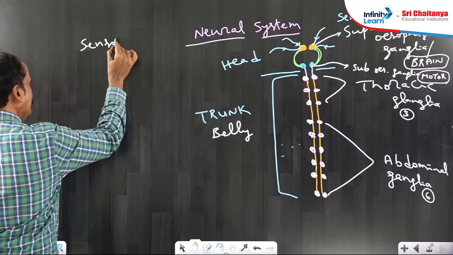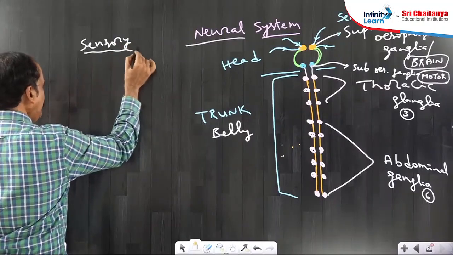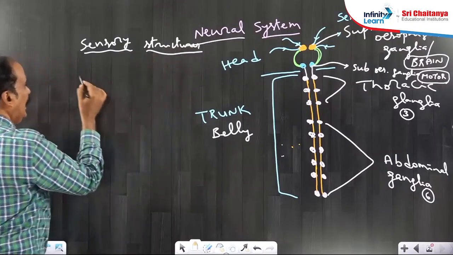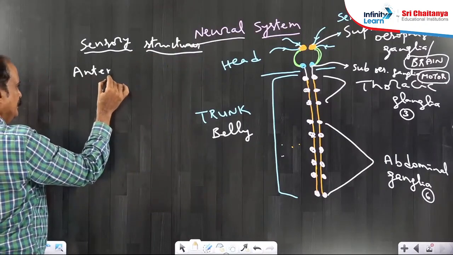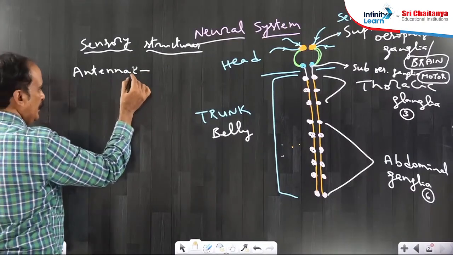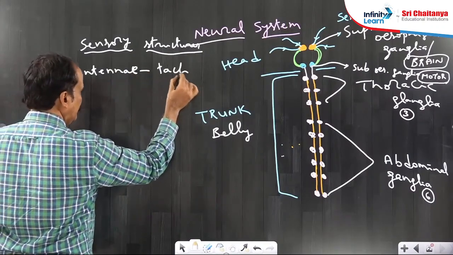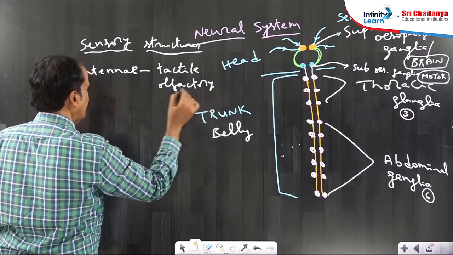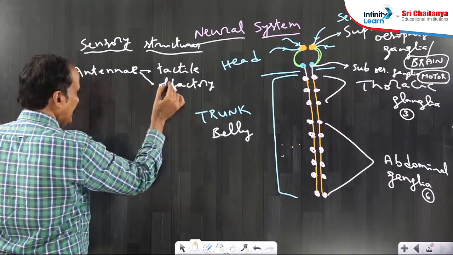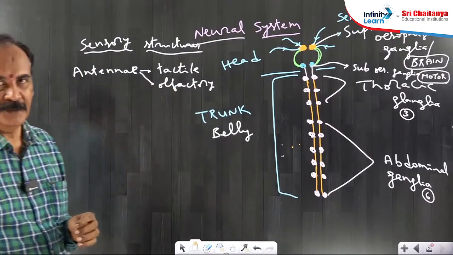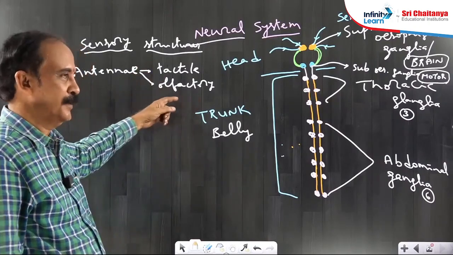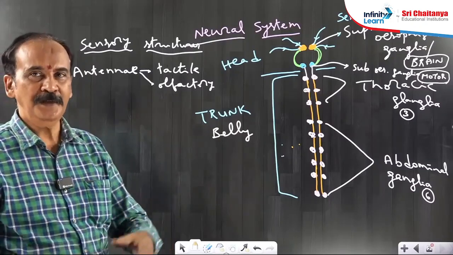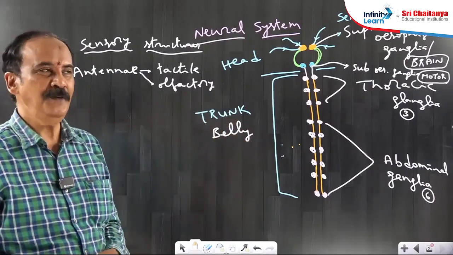sensory structures. The sensory structures in cockroach include antennae. As I said, antennae are acting as tactile and olfactory. Antennae, they can detect the sense of touch. Tactile means sense of touch. Olfactory means they can detect the sense of smell. Antennae are also called feelers, where the animal can feel or sense the environment.